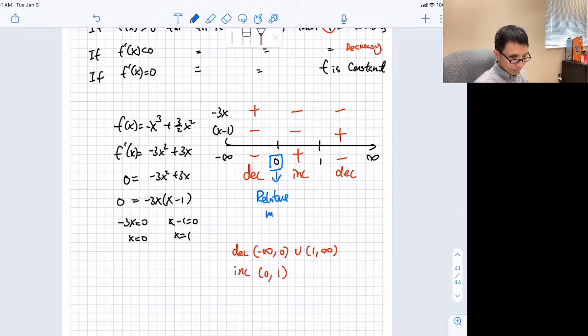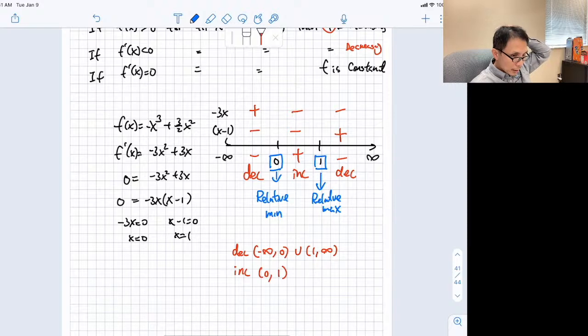I know what this thing looks like. It looks like whoosh. Relative minimum, because you have the function decreasing, right? And then you have the function going up. So it's going to be a relative minimum. And if you have increasing and then decreasing, it's going to be a relative maximum. Relative max.